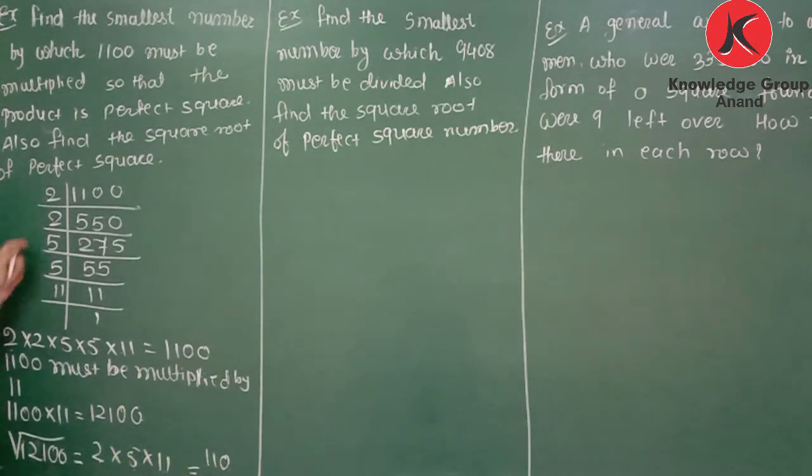So the square root of 12,100, that is a perfect square. After multiplication by 11, we will get 110.